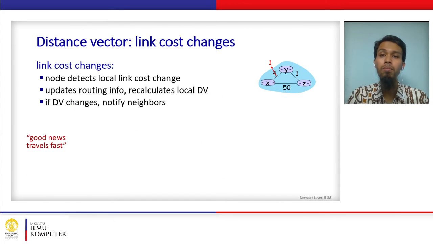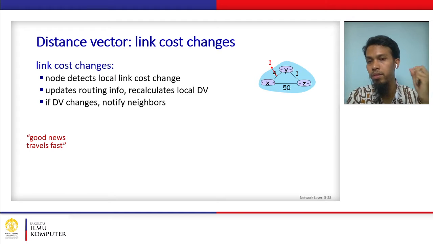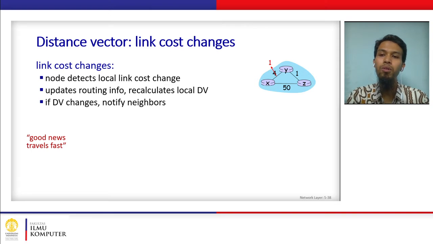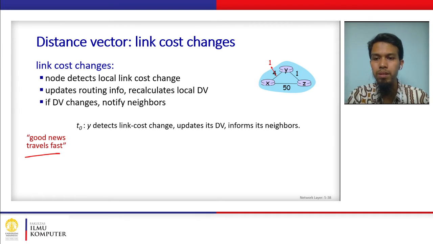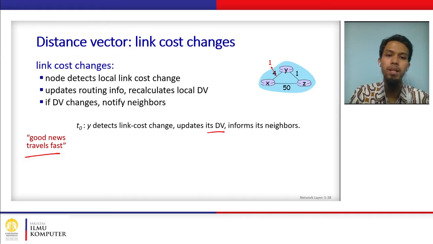Now let's talk about link cost change in distance factor. We can call there are two cases. The first one is when the link cost path changes from a bigger one to a lower one. This is called good news travels fast. So there's no issue about that. If a node detects a local link cost change, for example, Y detects that the link cost from Y to X changed, it updates its DV and informs its neighbors.